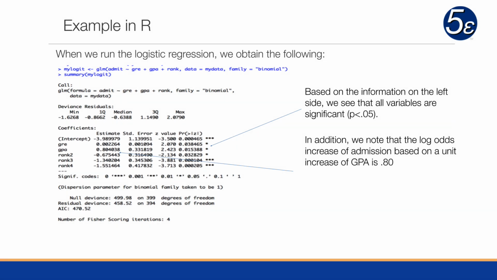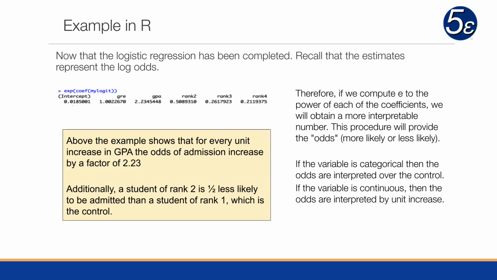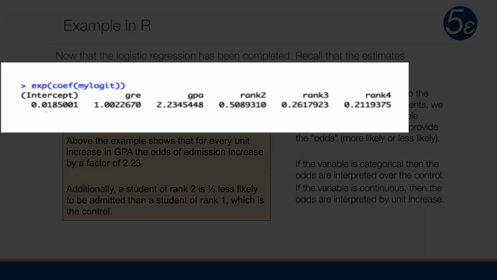The estimates that were provided are log odds, and it's not really sufficient or clean enough to report data as log odds. People wouldn't understand what you're talking about. So therefore, if we compute e to the power of each of the coefficients, we will obtain a more interpretable number. This procedure will provide the odds as more likely or less likely. So we use the exp function in R.